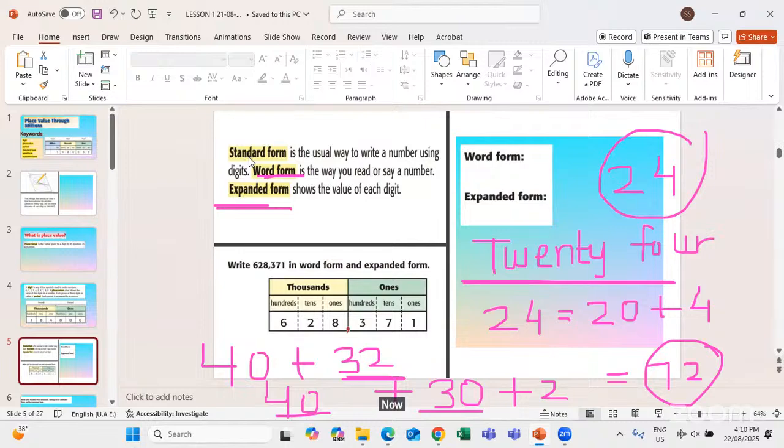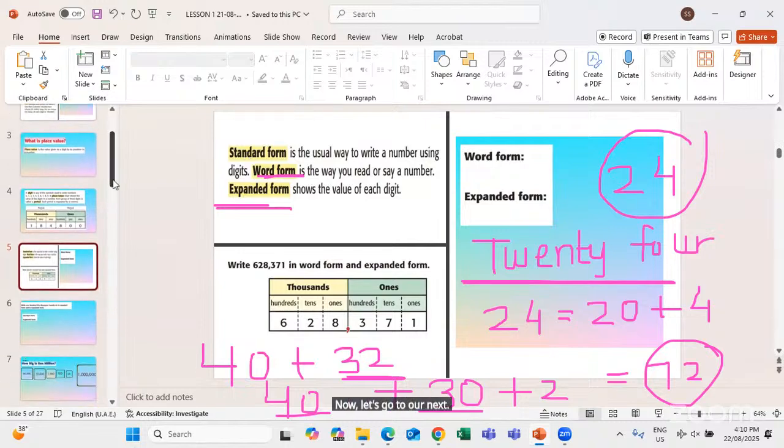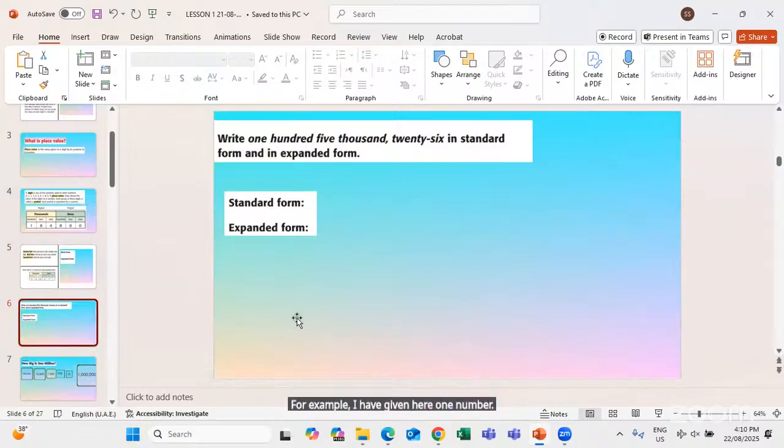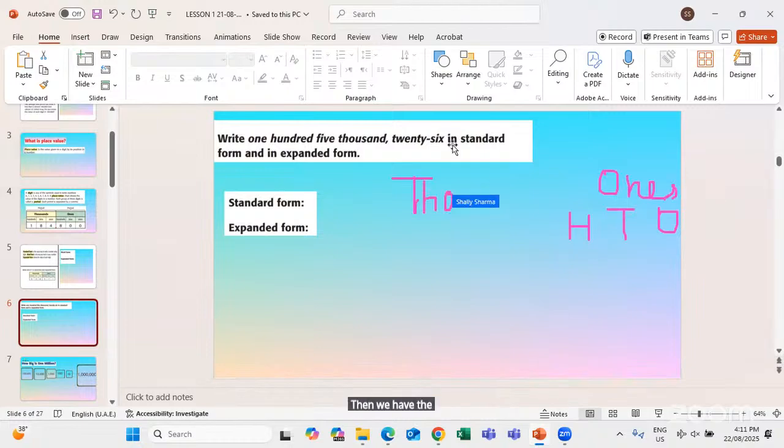Now let's go to our next task. For example, I have given here one number. Write 105,026 in standard form and in expanded form. Now the number is 105,026. Because the number is in thousands, we will use the periods: ones, tens and hundreds. This is the first period, ones. Then we have the thousands period, which again has hundreds, tens and ones.